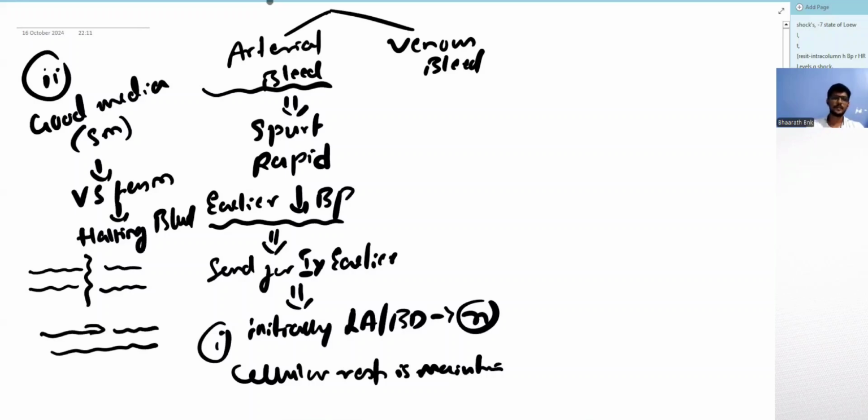Can anybody tell me the vasospasm, the stopping of the bleed, will be better in a transected blood vessel or a lacerated blood vessel? Transected. Why? Bleeding is more in a lacerated artery. Why? So the vasoconstriction causes more opening of the lacerated artery. So, yes, that is right.